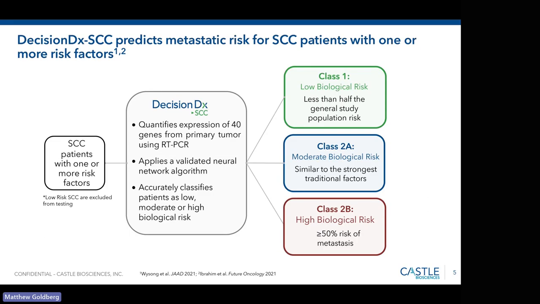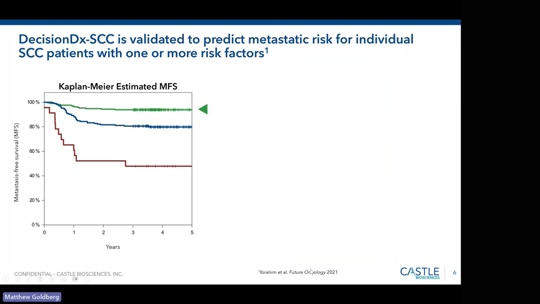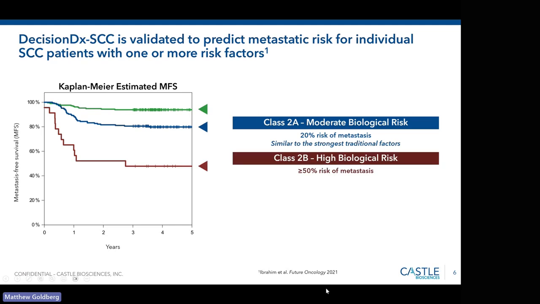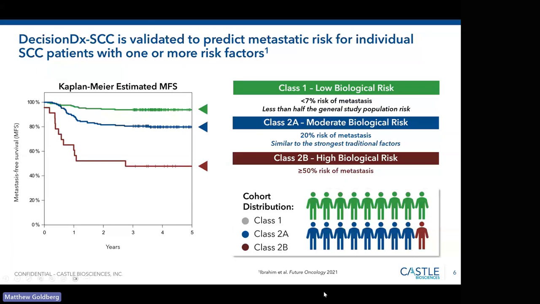Just for background, the DecisionDx-SCC test was developed and validated to predict metastatic risk for SCC patients with one or more risk factors. This is a 40 gene expression profile test that produces one of three results, class 1, class 2A, and class 2B here on the right. In an independent validation study, the DecisionDx-SCC test, within a group of 420 patients with squamous cell carcinoma and one or more risk factors, identified three discrete risk groups. And what's been consistent across validation studies, class 1 results in green are associated with half the risk of metastasis as the overall cohort. The class 2B result in red is associated with nearly three times the risk as the overall cohort. This fold decrease and increase respectively in risk compared to baseline is consistent across validation cohorts and various subset analyses.